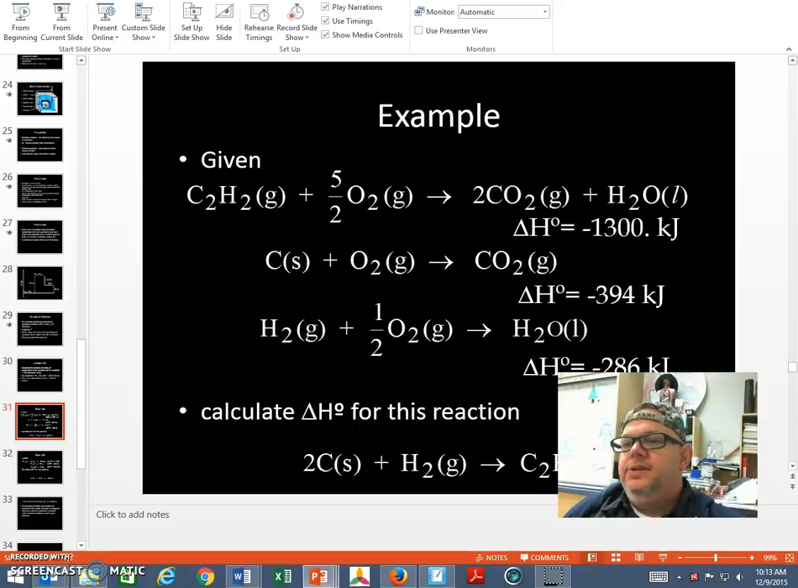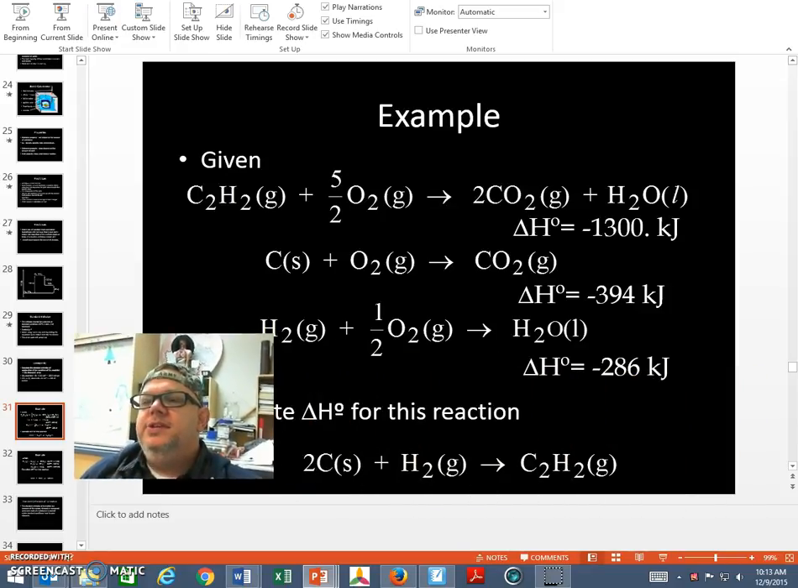All right, this is the one. In this case, we are given 3 different reactions and the enthalpy of each of those reactions. Then at the bottom, it says calculate the delta H for 2 carbons plus hydrogen gas, and we get C2H2 gas. That's great. So that means we need to look at these 3 equations and see how that balances out. And we're going to have to do some balancing.